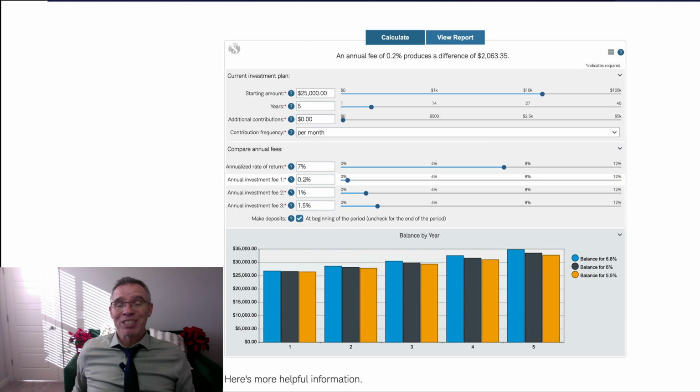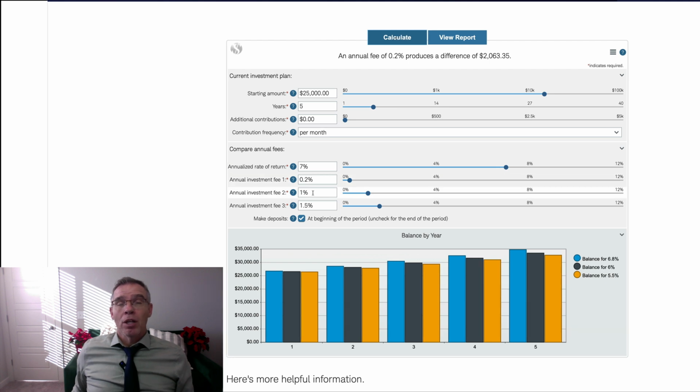So 0.2% is what I would expect to pay on a reasonable low-cost ETF, an index ETF. 0.2% is certainly reasonable for that. The 1% fee is what the advisor was charging. And then what I've done is gone ahead and make this 1.5% down here. And that is to sort of also add in the extra fees that the items that they were investing me into may have been incurring me as well. So that's why I've got these three different categories here.